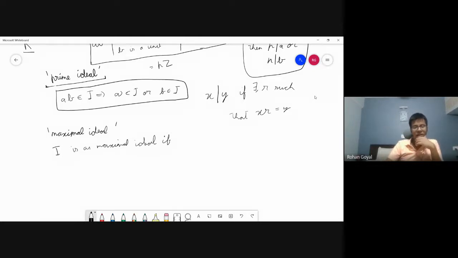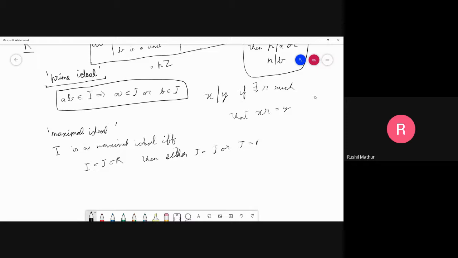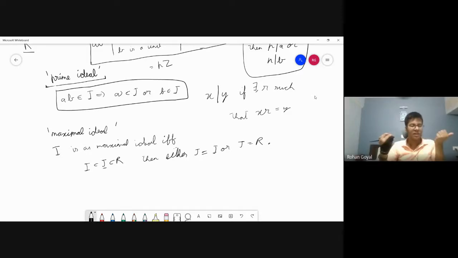I is a maximal ideal if I is contained in J which is contained in R, then either J equal I or J equal R. Makes sense? What are J and R? I'm saying if there's any ideal J such that I is a subset of J and J is a subset of the ring, then either J must be I or J must be R. Then I say I is a maximal ideal.